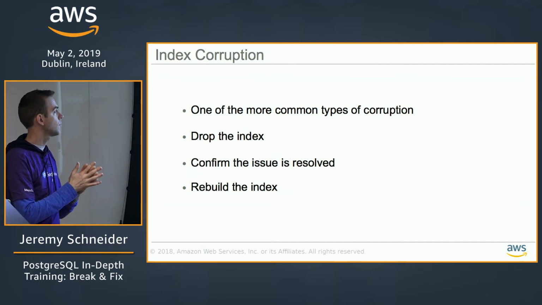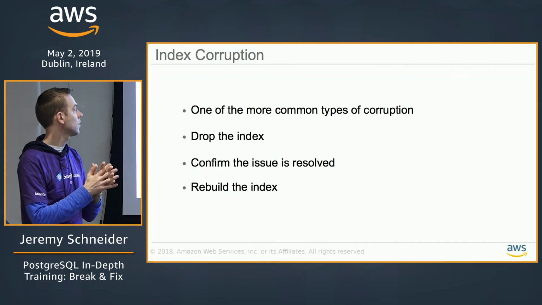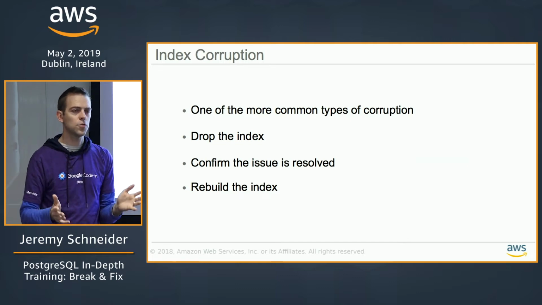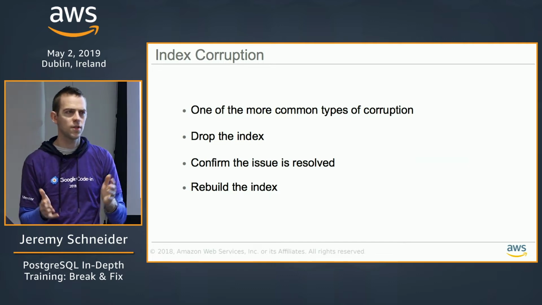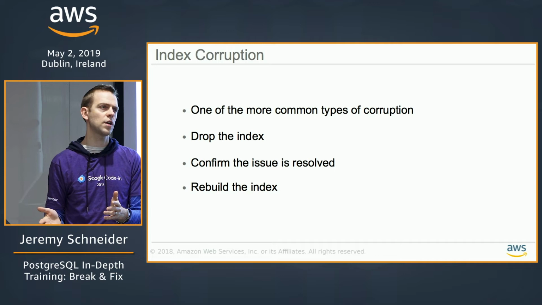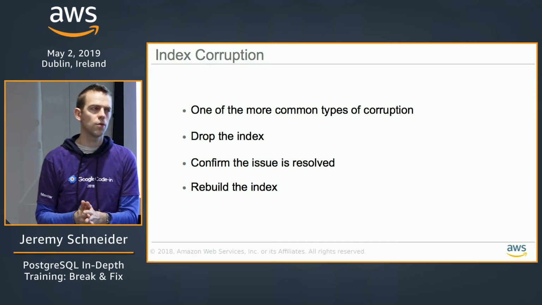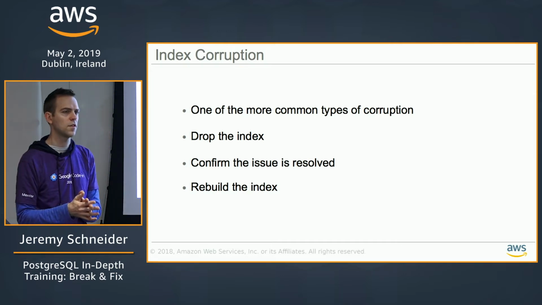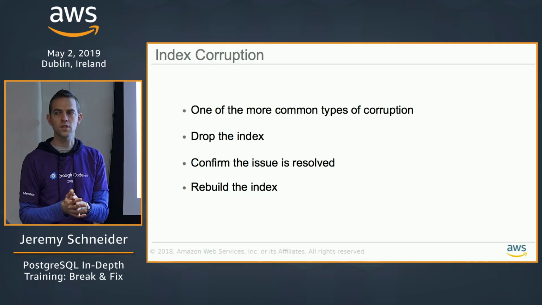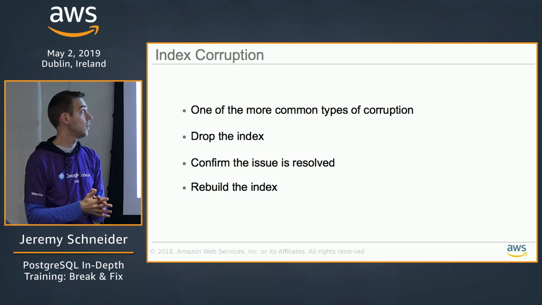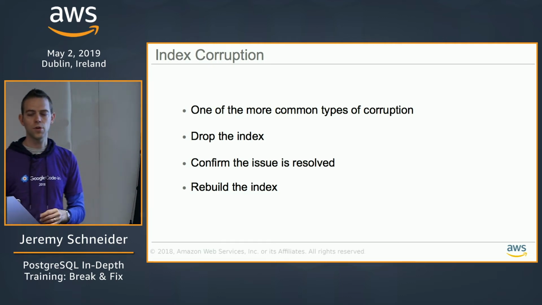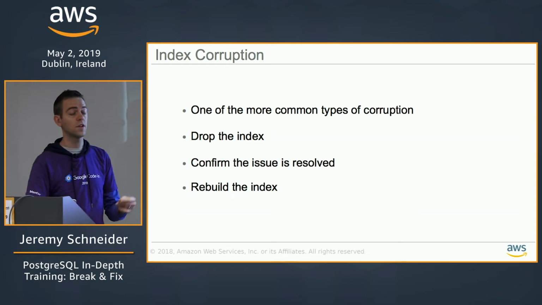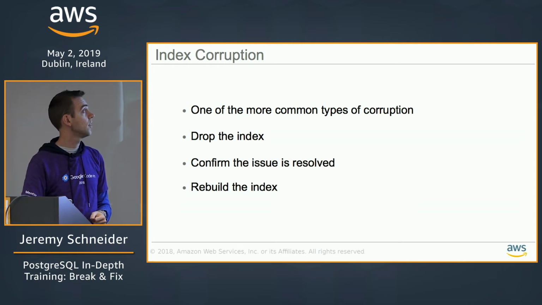One of the more common types of corruption is index corruption. The great thing about index corruption is that indexes are a secondary data structure. So you can always drop and rebuild the index as long as there's no issues in the table. This is something that we see pretty frequently. In fact, I was just looking at tickets this week where this has happened.